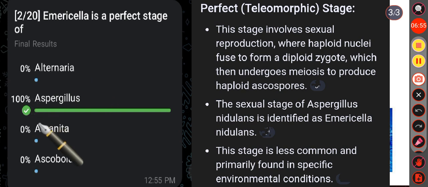Then in the option C, that is Amanita. Most of the species of this genus are toxic because they contain psychoactive alkaloids, belonging to the Basidiomycetes group. Then in the last option, that is Ascobolus. Ascobolus is a coprophilous fungus, that is it grows on animal dung and the genus has a widespread distribution.